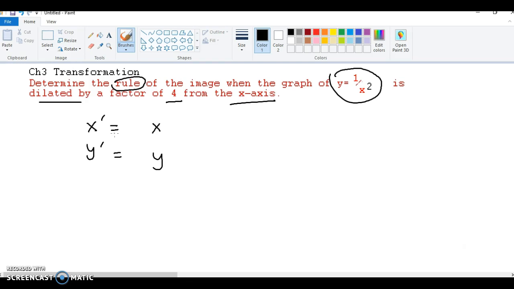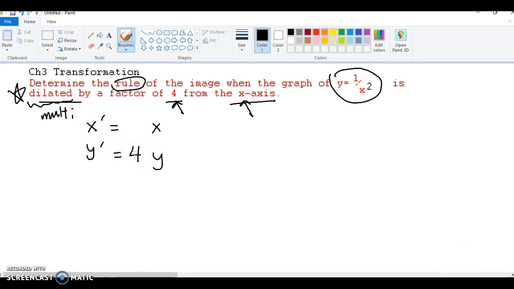So what has been changed? We look at the sentence they've given. They said, dilate by a factor of 4 from the x-axis. The most important thing on this line is that dilated means multiplication. So you do multiplication to some values, so you times 4 to the y or x value. And which letter we have to times 4 depends on what axis they said. If they said it's the x-axis, it means you times the 4 to y. You times 4 to y.